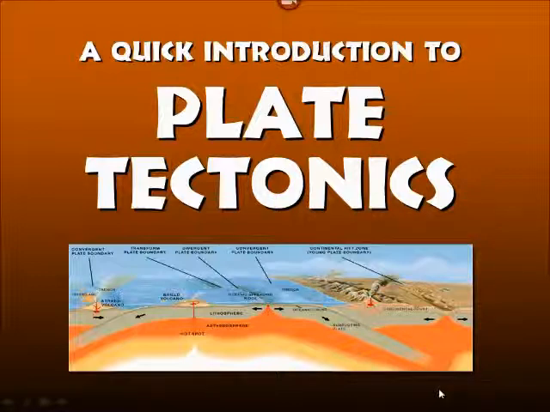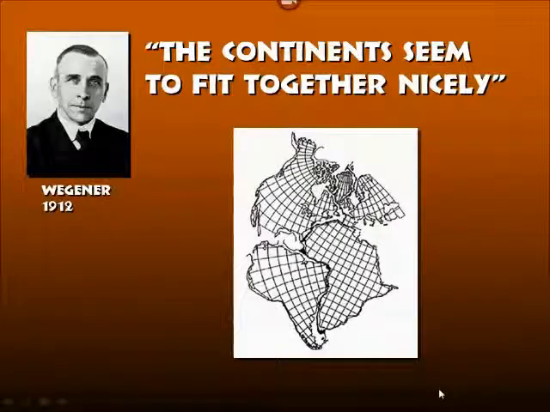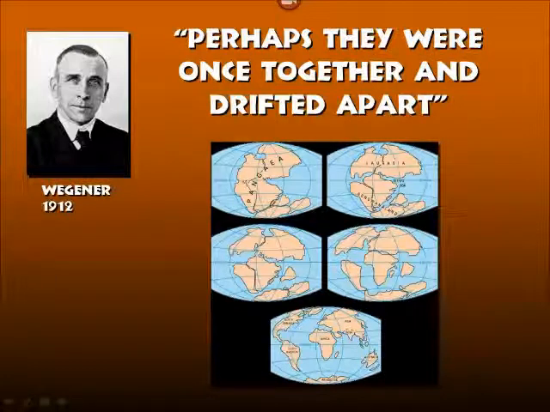This is just a very quick introduction to plate tectonics and how it all came to be, and the theory itself. It all really started with this guy, Alfred Wegener, a German, who a little over 100 years ago proposed, hey, if you cut out the continents, they seem like they fit together like a jigsaw puzzle. Kind of nice. Maybe they were once together and have since drifted apart.